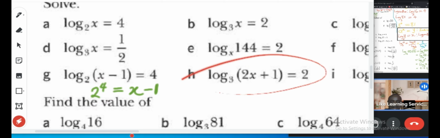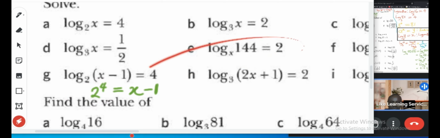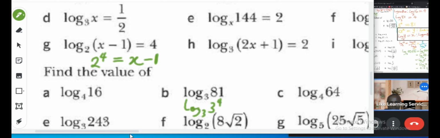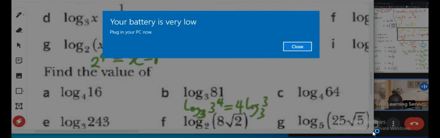You can apply some of these to solve all these ones. I know you should be able to do this one. This one is like saying log in base 3, 3 raised to the power 4. The one below it, 3 raised to the power 4, because 81 is 3 raised to the power 4, which will give you 4 log 3 in base 3. And the answer will now be 4. I'm just giving you a clue because you're going to do many of them.